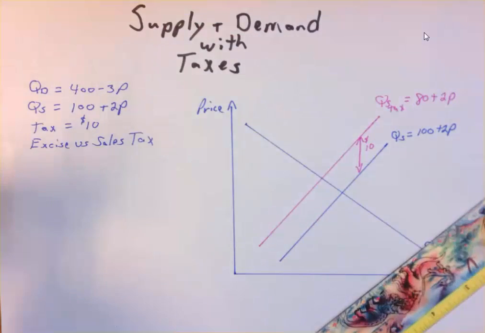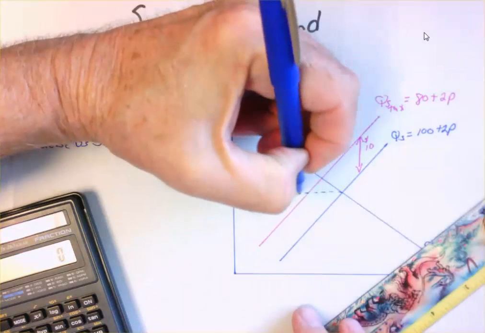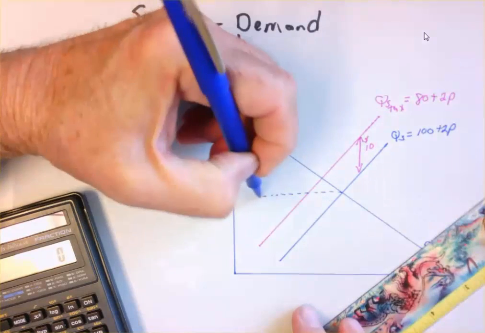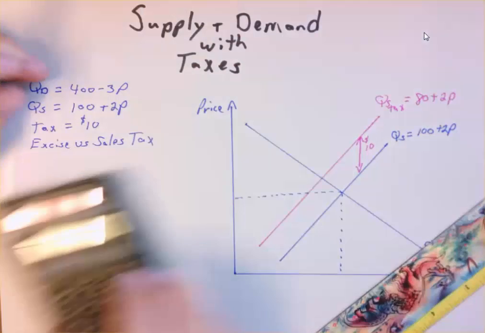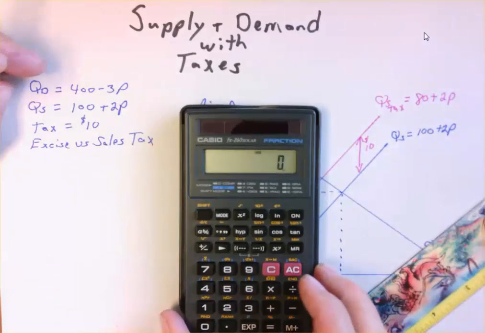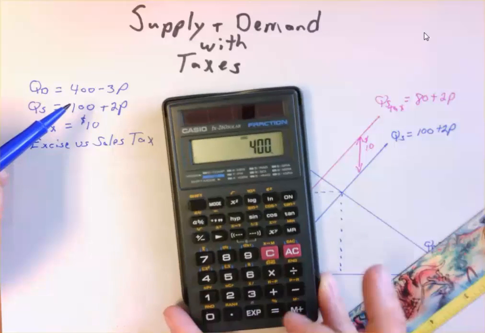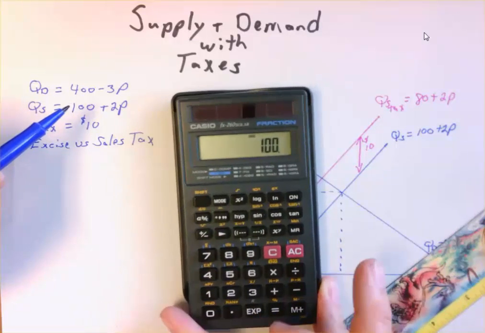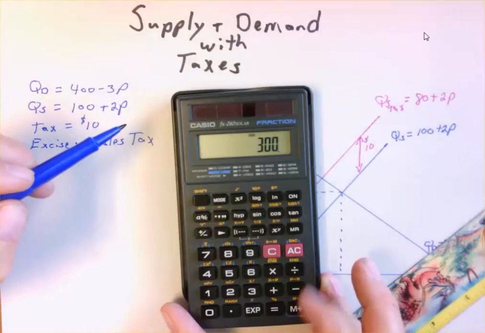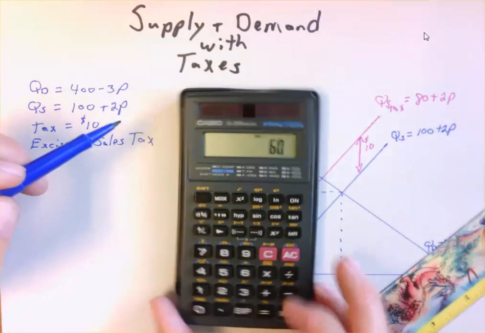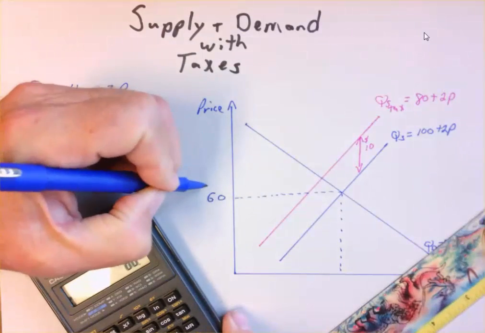Now let's see if that works out. The original equilibrium would be where quantity demanded equals quantity supplied from the original equations. So the demand equation was 400 minus 3p, set equal to 100 plus 2p. I'm going to subtract 100 from both sides, and then add 3p to both sides, so I get 300 on the left and 5p on the right side. I'm going to divide through by 5. I get an equilibrium price of 60. Did you get that? I hope so.